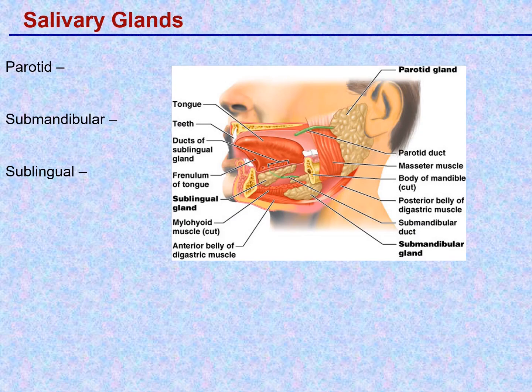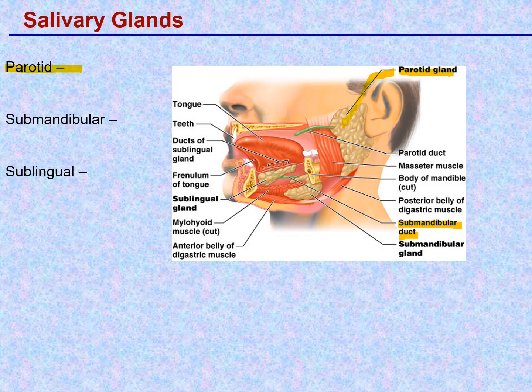And here you see, from one side at least, the parotid salivary gland. This is the parotid gland. It's in the cheek here. The submandibular is, as it says, below the mandible, which is the jaw.